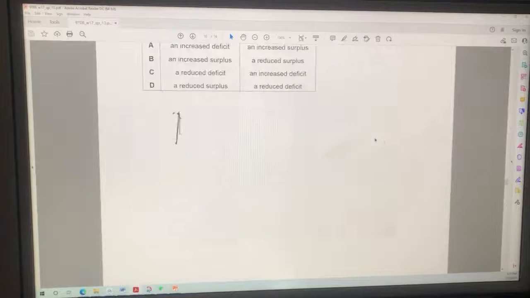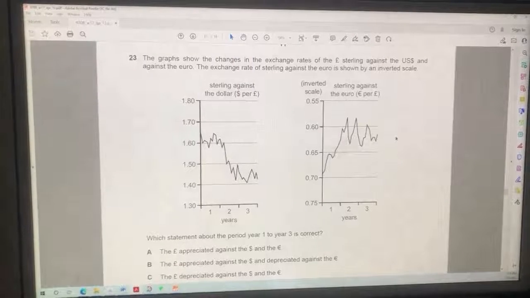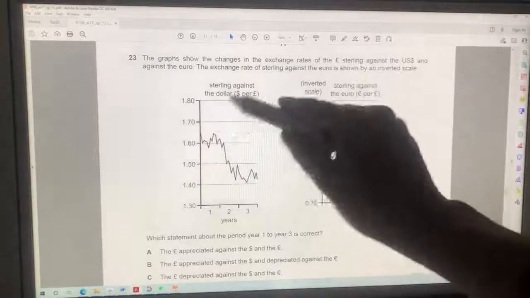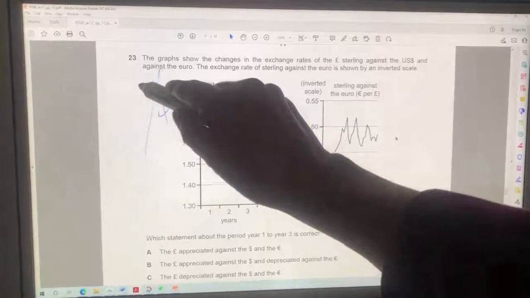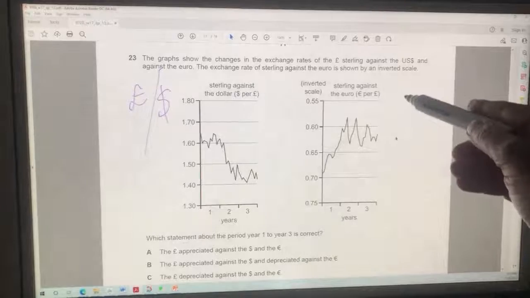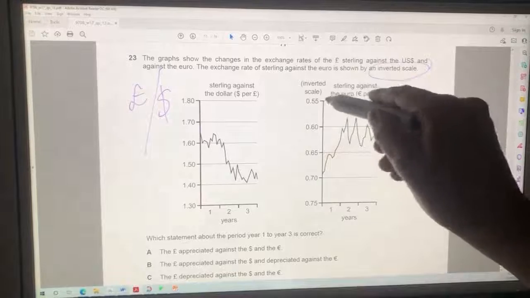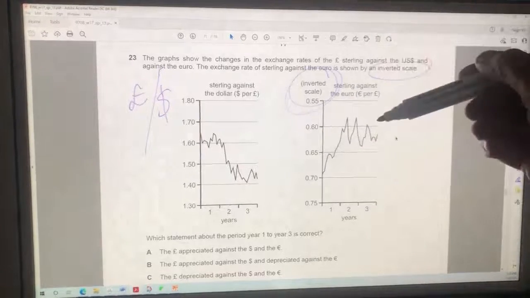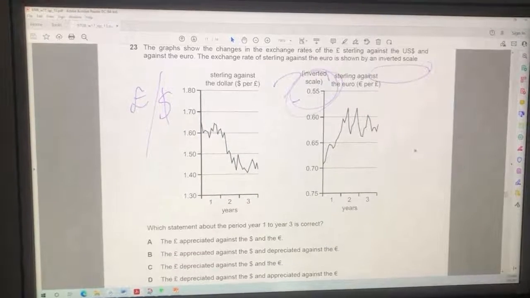Just looking at graphs. Oh no, here's more graphs. Here's question 23. This graph shows the changes in the exchange rates of the pound against the US dollar. Okay, this is pounds per dollar. Wait, this is inverted. And pounds per euro, but this is inverted. Why? So which statement is correct?